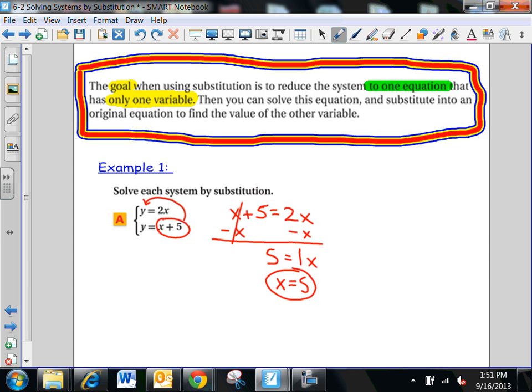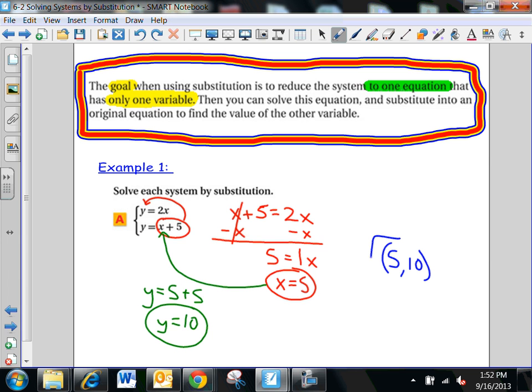Once I have that x is equal to 5, I can plug that back in and figure out what y is equal to. I'm going to plug it into this equation, which would give me y is equal to 5 plus 5. So y is equal to 10. Now my answer here is the ordered pair 5, 10. I want to check it by plugging it into these original two equations. I plug 5 in here, and it would be 5 times 2, that's 10, it would work. I plug 5 in here, 5 plus 5 is 10, it would work there as well.